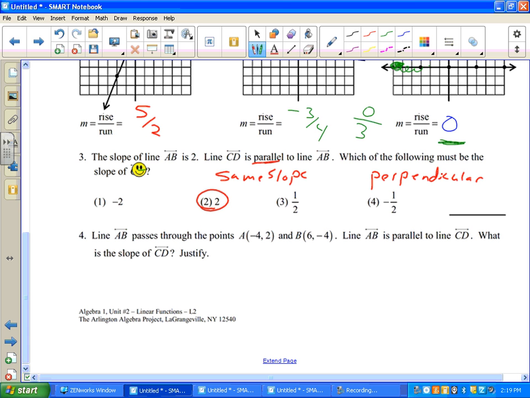P-E-R-P-E-N-D-I-C-U-L-A-R. Perpendicular. It's perpendicular because the sign is the opposite. Opposite sign. And we reciprocate the fraction, John. So don't forget to write down the word reciprocal.